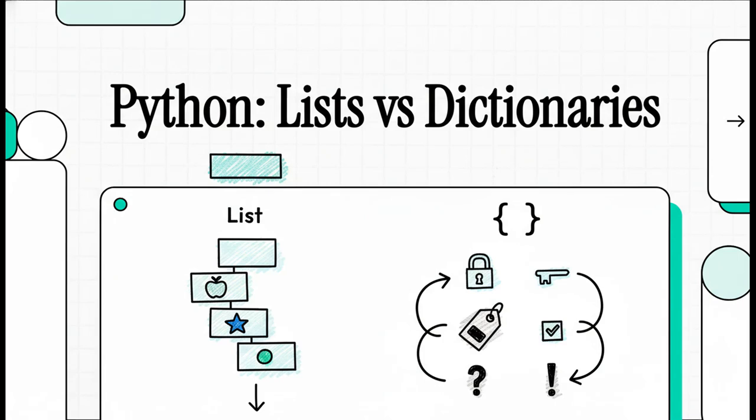So you're writing code, right? And you've got data just everywhere. How in the world do you keep it all straight? Well, today we're going to pull back the curtain on two of Python's most essential power tools for wrangling all that information, the mighty list and the super versatile dictionary.